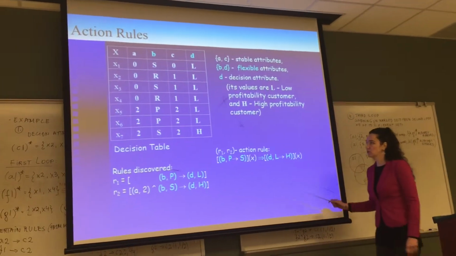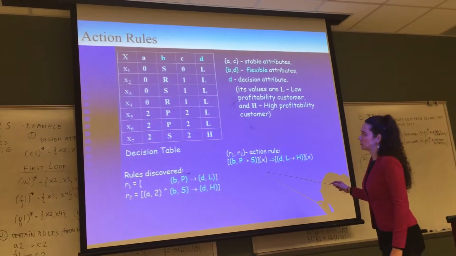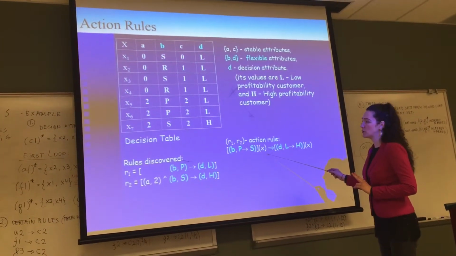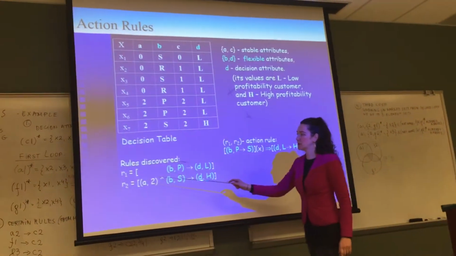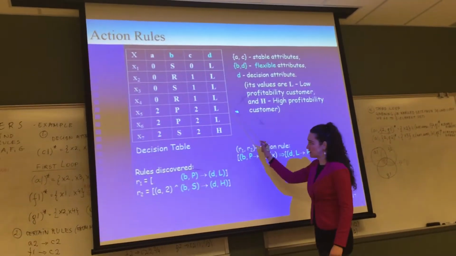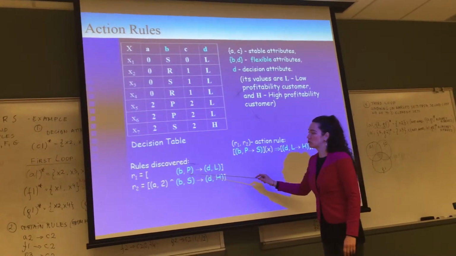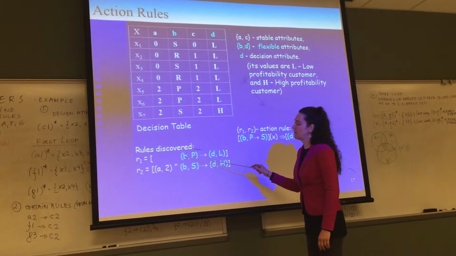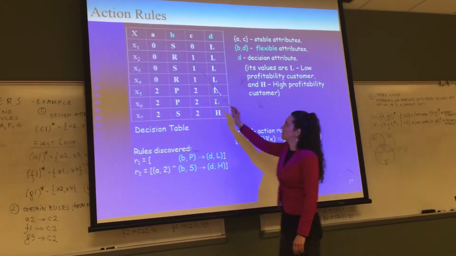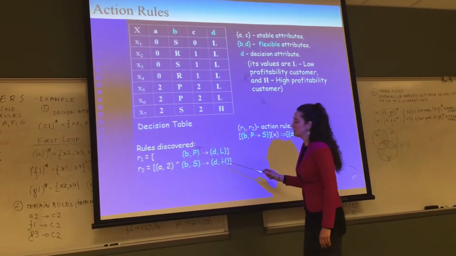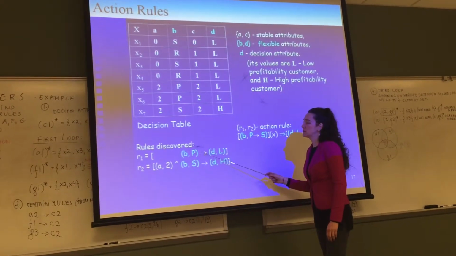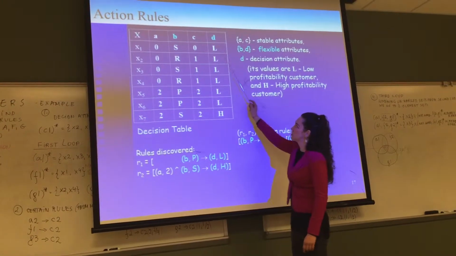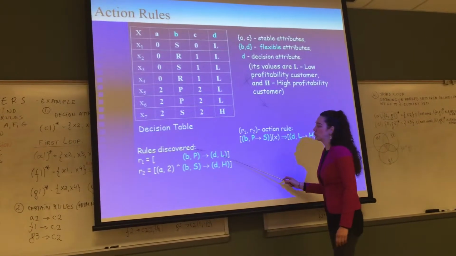Let's see an example of an action rule. This action rule is composed of a pair of two other rules. Rule 1 says, for this table, this rule was extracted from this decision table. Rule 1 says if the value of attribute B is equal to P, this implies that the value of attribute D, which is the decision attribute, is equal to L.